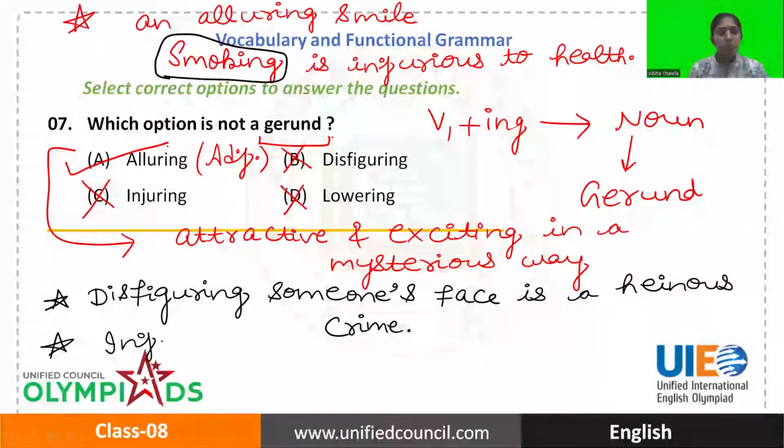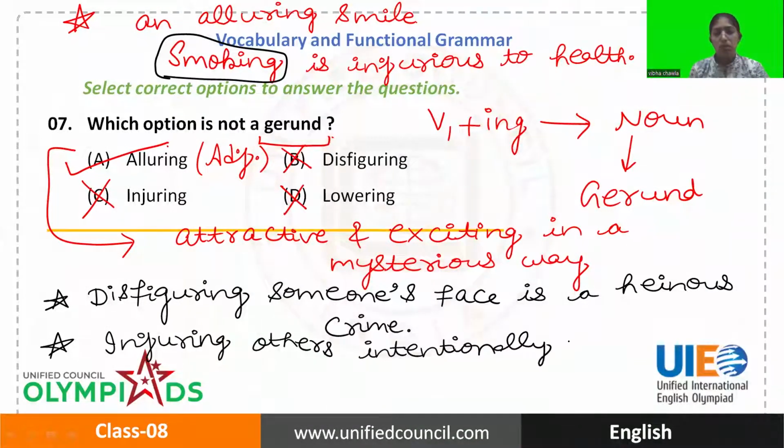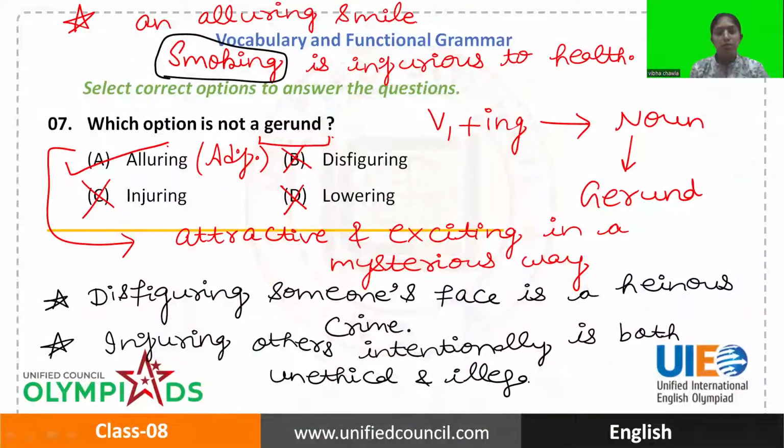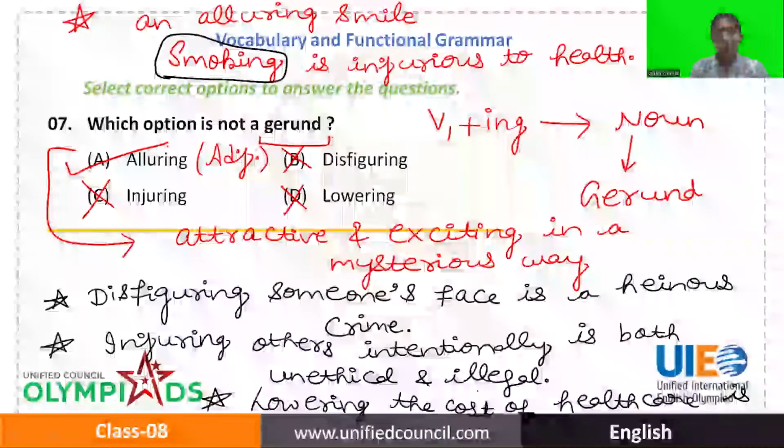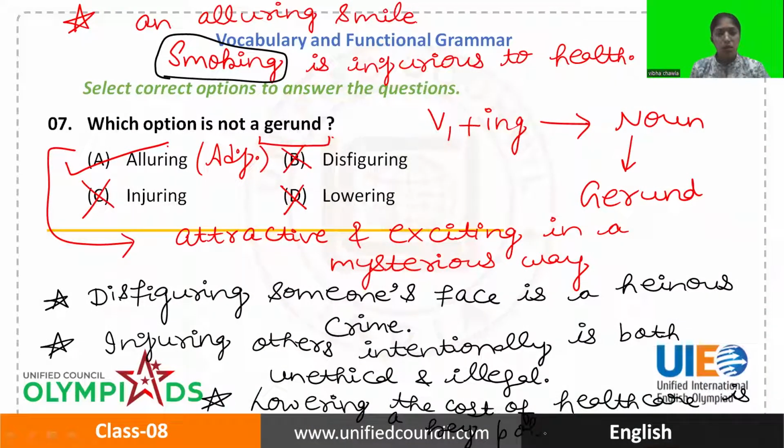Injuring others intentionally is both unethical and illegal. Now let's talk about lowering also. Lowering the cost of healthcare is a key policy objective. Okay, I hope it's visible. I'm saying that lowering the cost of healthcare is a key policy objective.